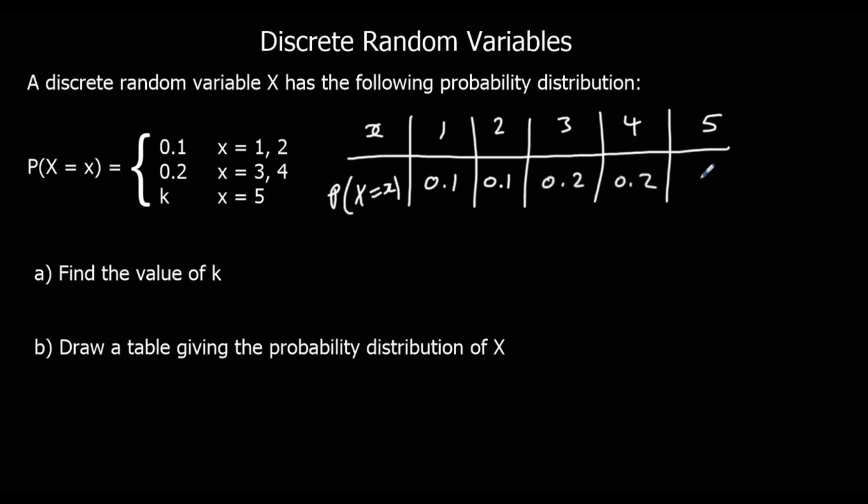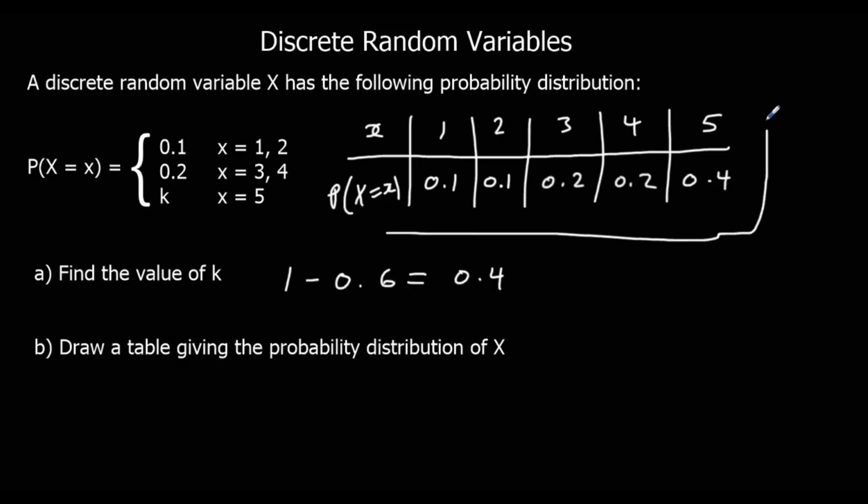And k is 5. So what do we have so far? We've got 0.2 plus 0.2 plus 0.2, we've got 0.6 so far. So k must be 0.4, because all of the probabilities of the events have to add up to one whole. So there we have our probability distribution for x.